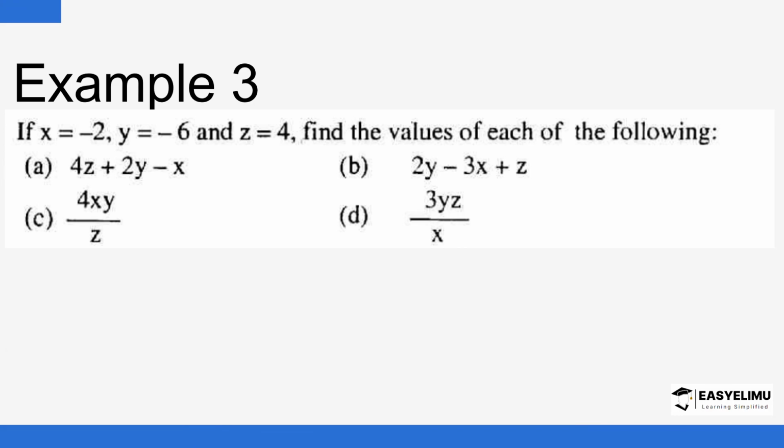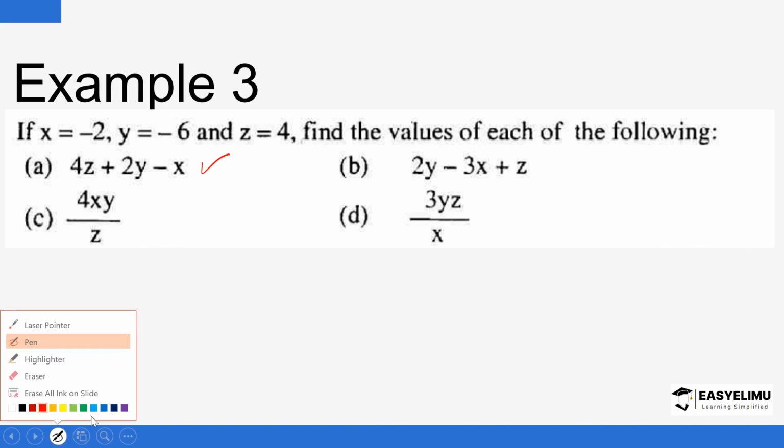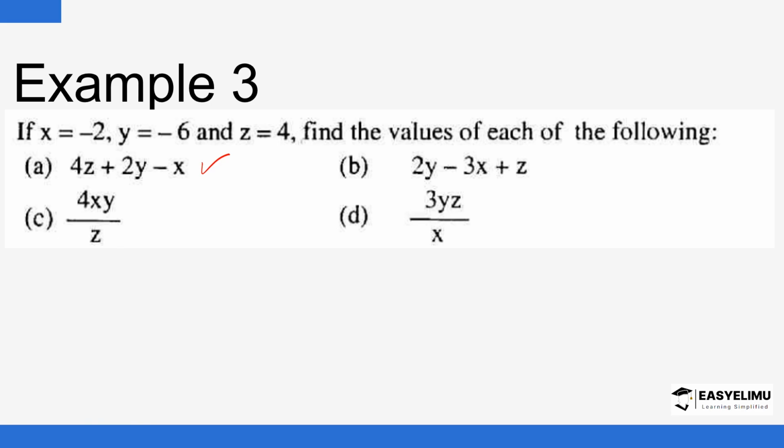So we have the last one here, where now you are supposed to bring on board a bit of algebra, a substitution. So we have x is equal to -2, y is equal to -6, z is equal to 4. I'll only do the first one, then you can attempt the rest, and you can give feedback in the comment section. At least we'll be looking at it, and then we'll give feedback as well. So I'll only do this, and then the rest you'll be able to attempt. So 4z plus 2y minus x.